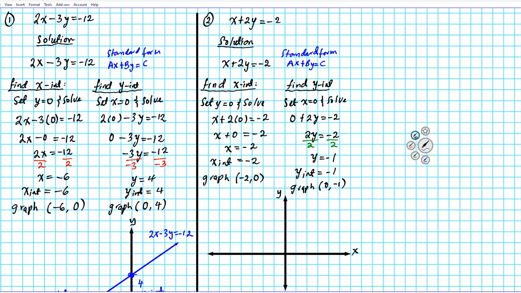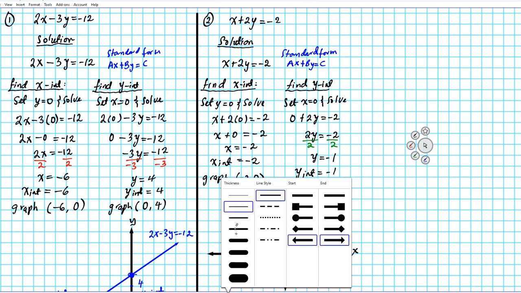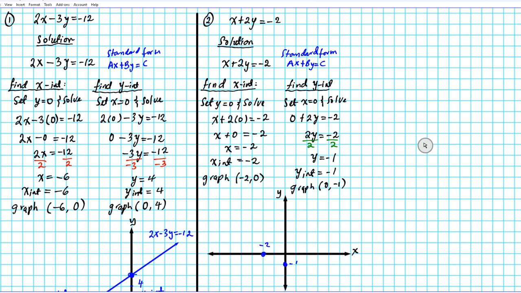So let's label them. This is your y-axis right here, and this is your x-axis. Your x-intercept is negative 2, 0, right here. Negative 2 value on the x-axis. This is a point where the graph intercepts or cuts the x-axis. The y-intercept is 0, negative 1. It's negative 1 down here. So this is the point where the graph intercepts or cuts the y-axis. Okay? So we're going to go ahead and draw the line through the 2 points.